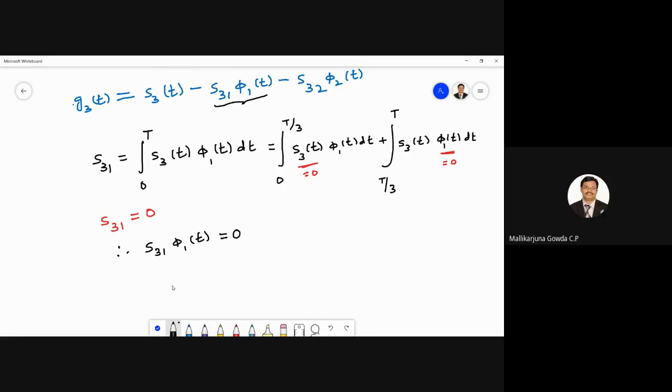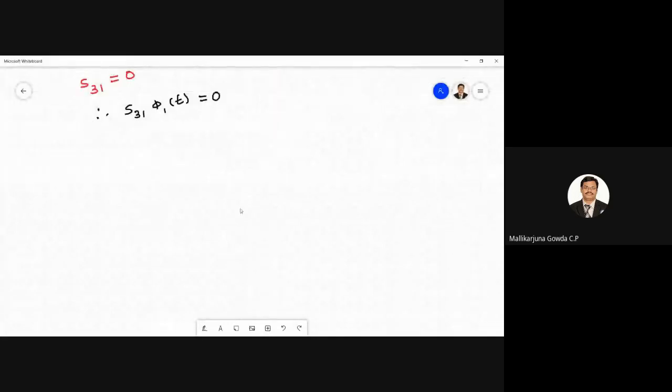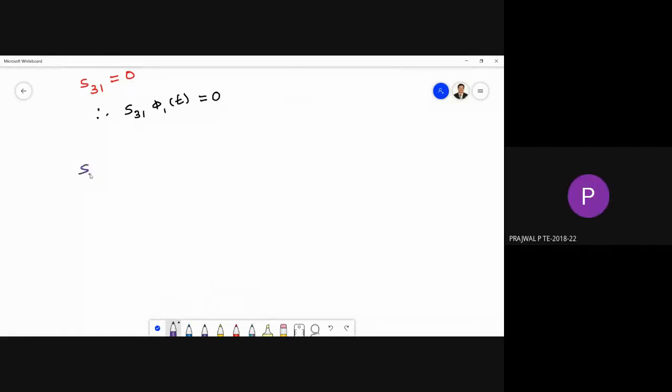For both the limits, the next task is we need to find out what is S32. Then you have to find out what is S32 into phi 2 of t. So for that, if I scroll up, is that fine? What is the formula for S32? How do I write the S32 formula?